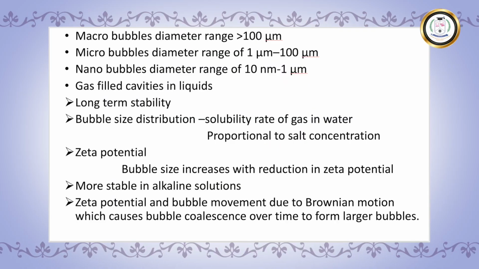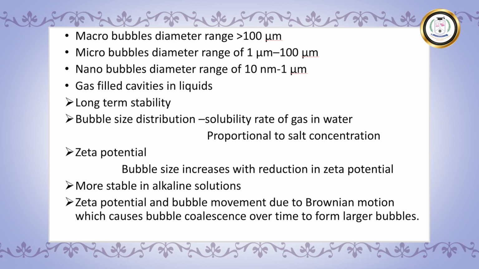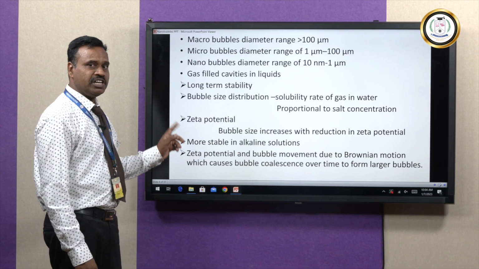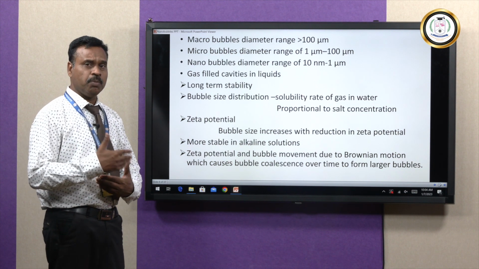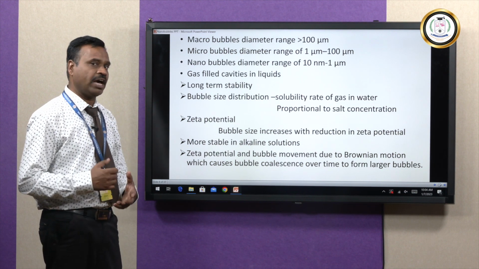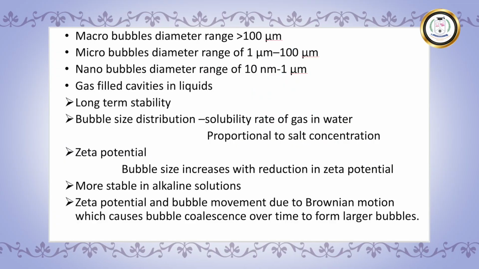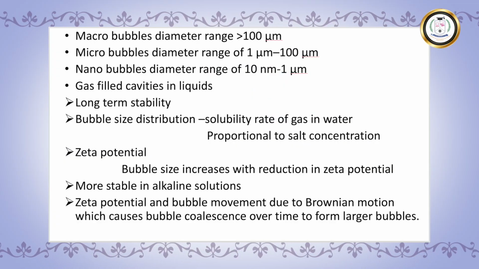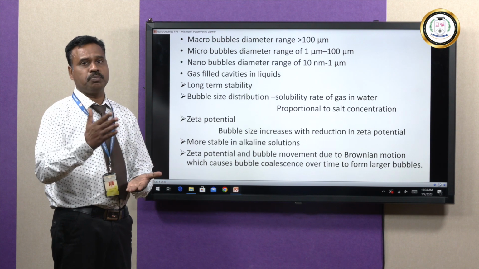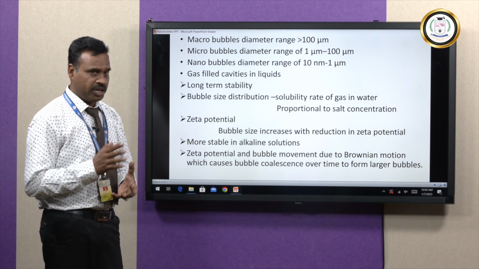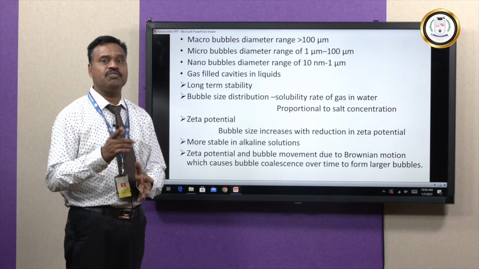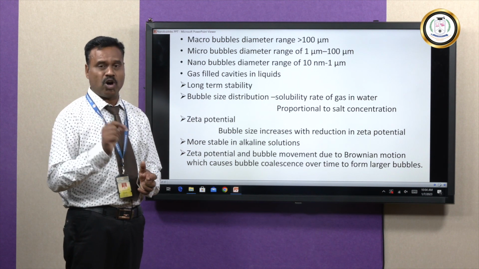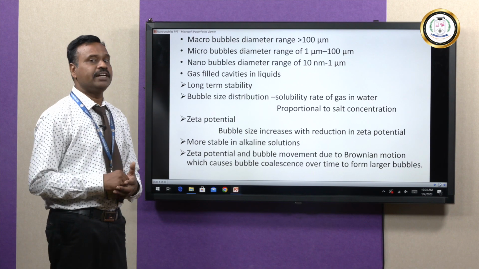So I told generally about bubbles. Let us categorize them according to size. You can see in this slide, macro bubbles have a diameter above 100 micrometers. Micro bubbles are from 1 micrometer up to 100 micrometers. And nano means the maximum size is 1 micrometer, and the smallest size will be about 10 nanometer.